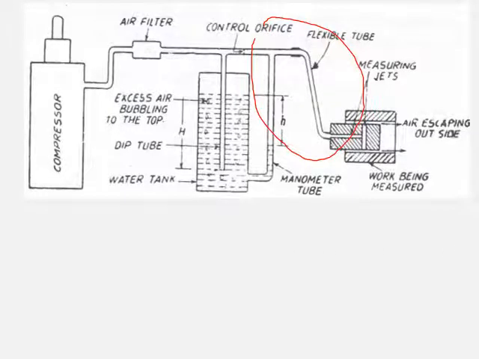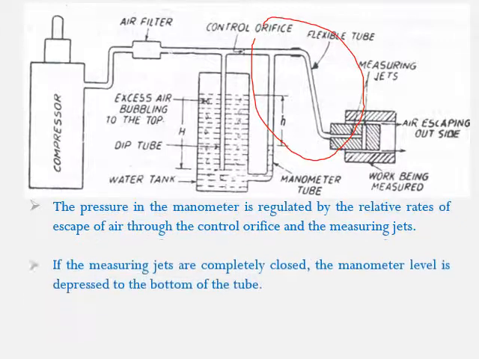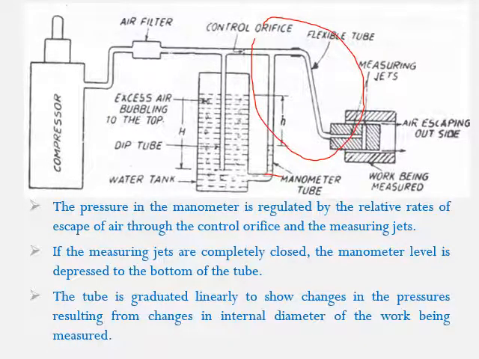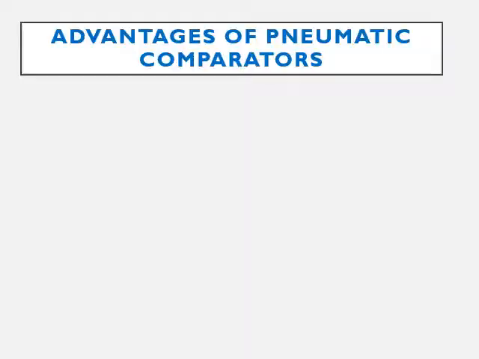The back pressure can be calibrated in terms of a dimension or a linear measurement. The pressure in the manometer tube is regulated by the relative rates of escape of air through the control orifice and measuring jets. If the measuring jets are completely closed, then the manometer level is depressed to the bottom of this tube, somewhere here. Then the tube is graduated linearly to show the changes in the pressure resulting from the changes in the internal diameter of the work being used.